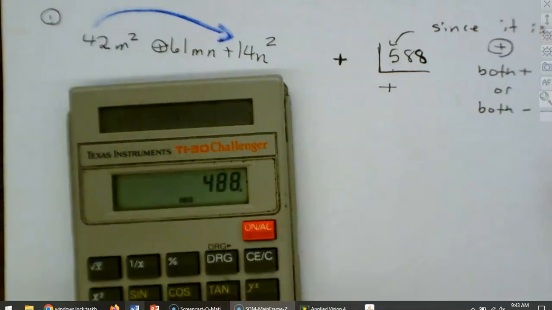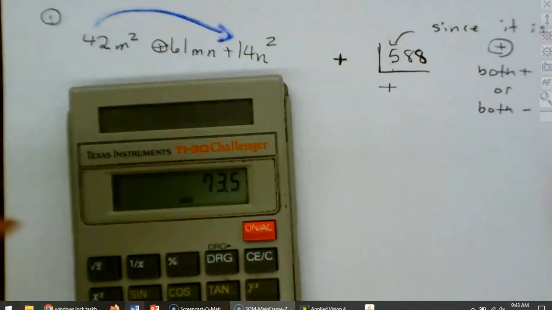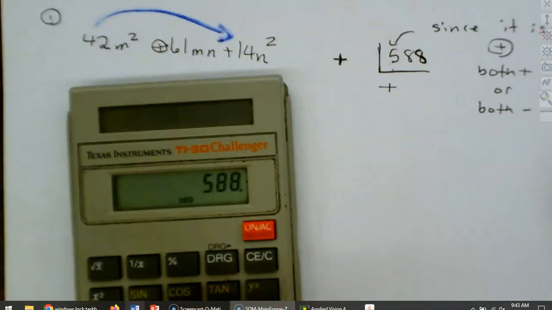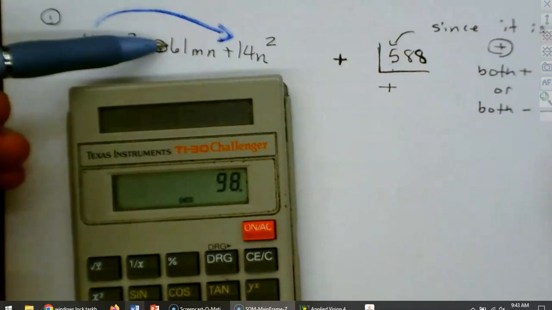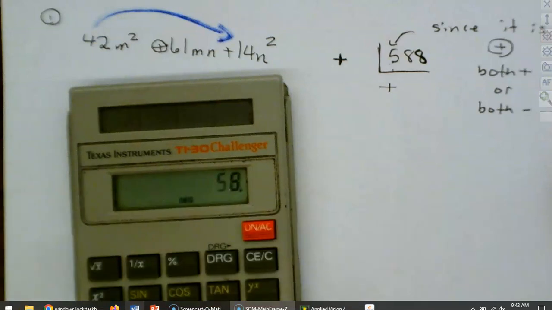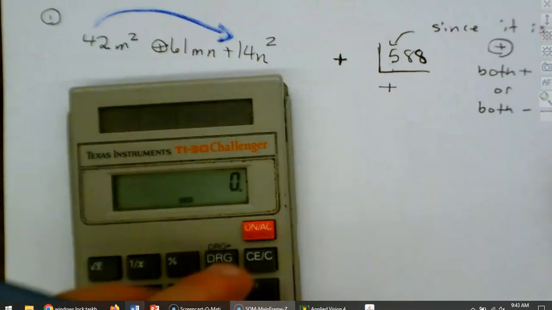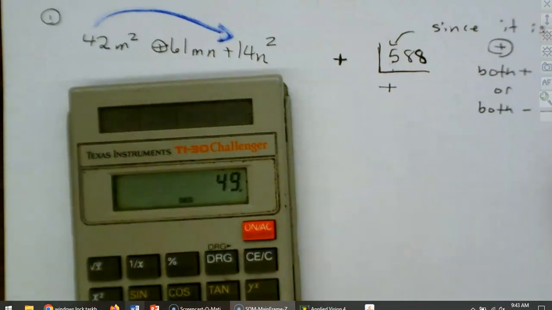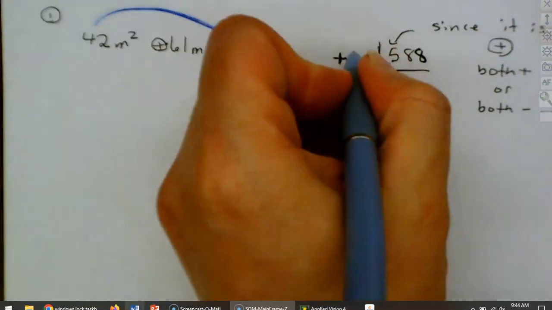So let's try now. It's 588. So let's try an 8. 8 doesn't work. How about a 6? 6 and 98. Okay, we're getting closer, so we need to keep going up. How about we try a 12? 12 and 49. Does that work? 12 plus 49 is what? 61. So what are my two numbers?